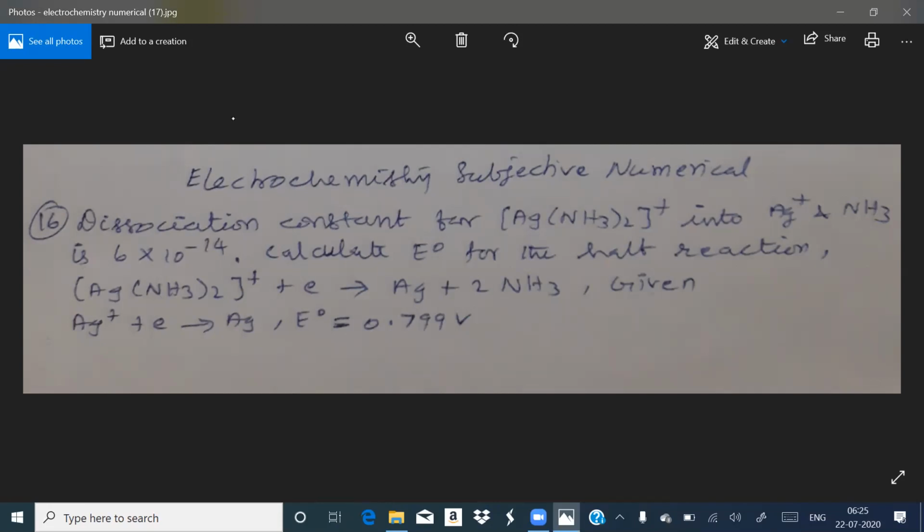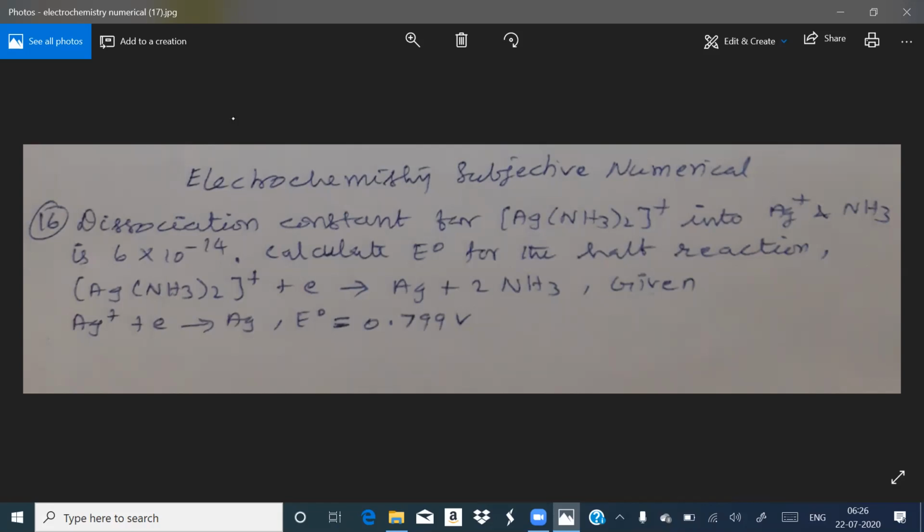A half reaction means it is an electrode. How to construct this electrode? Take silver metal and the electrolyte is this complex. How to get this complex? Take silver nitrate and ammonia, you will get this complex. So how to construct this electrode?